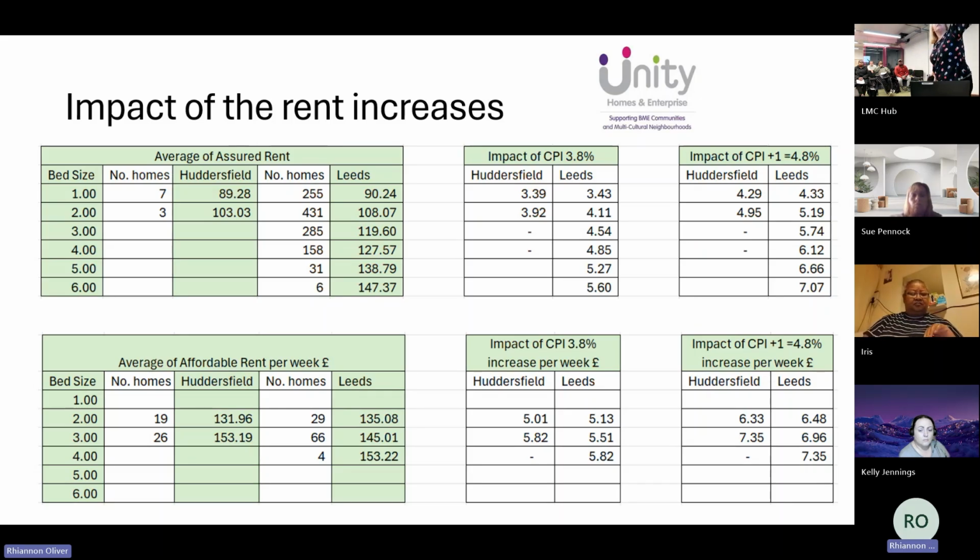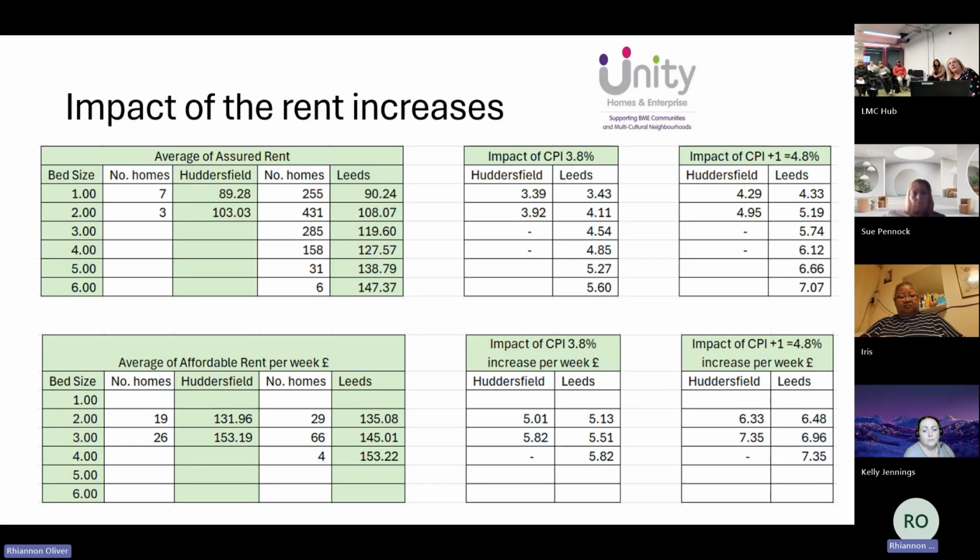You can see these here. We've got 431 2-beds. That is our biggest number of properties, and after that it's obviously 1 and 3 beds. So that's our biggest number of stock, but it just gives you a bit of an idea of what kind of stock we've got and where it is between Leeds and Huddersfield.